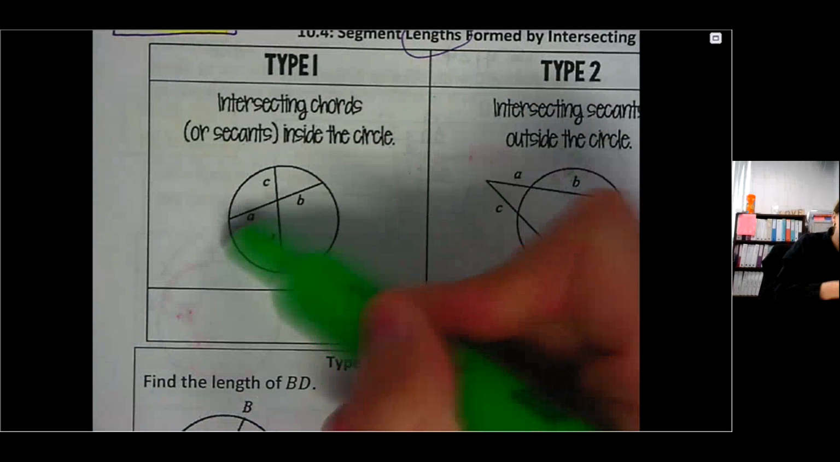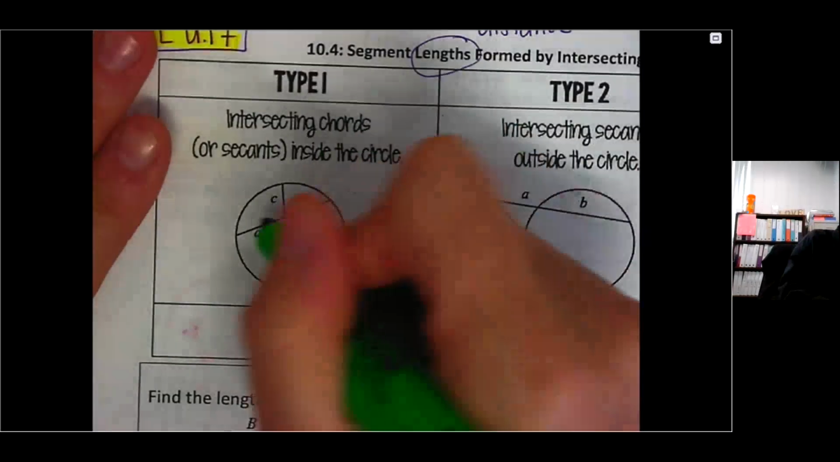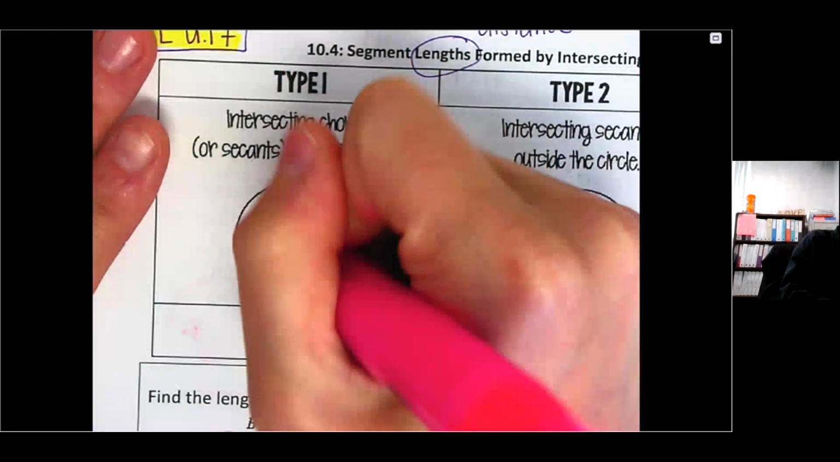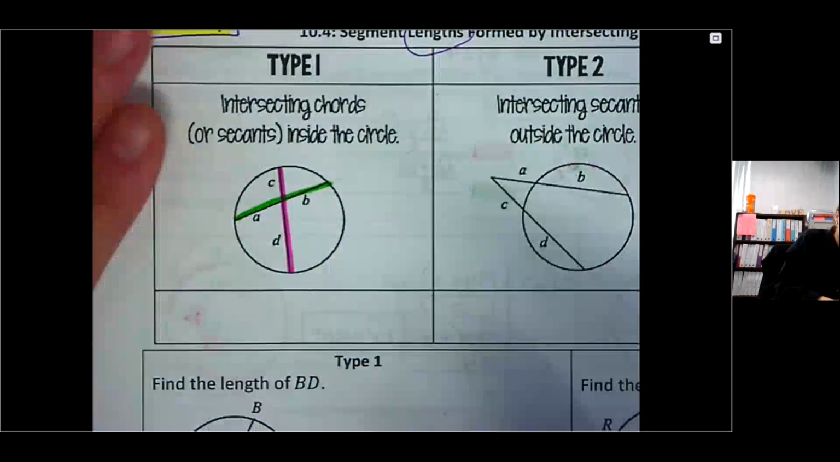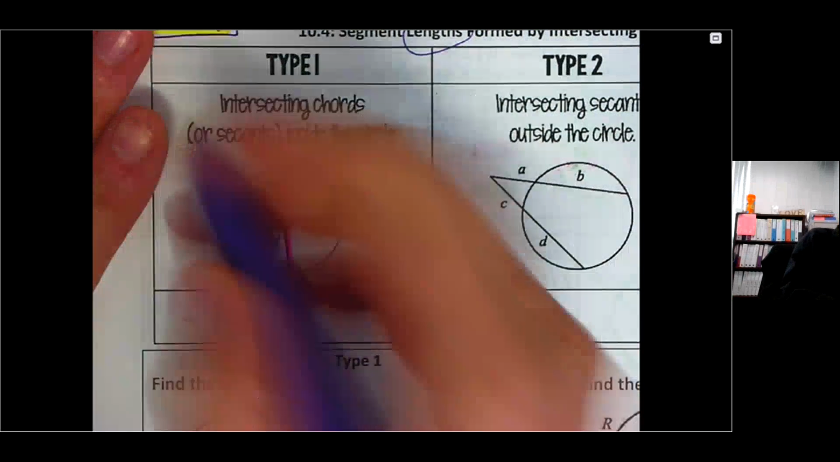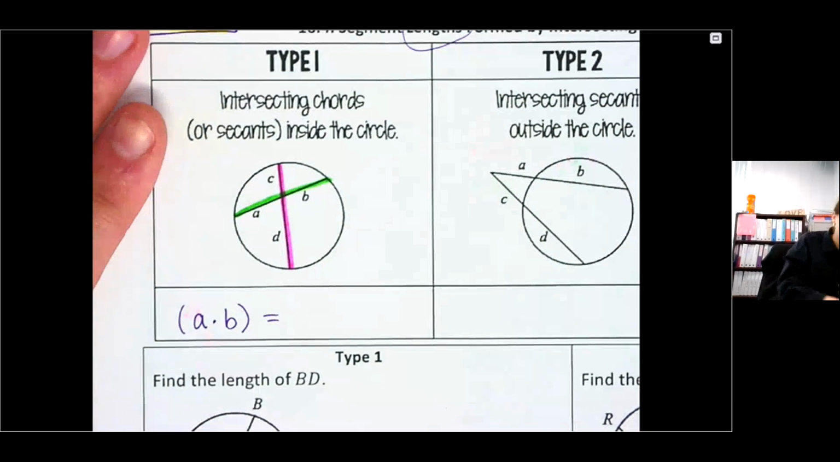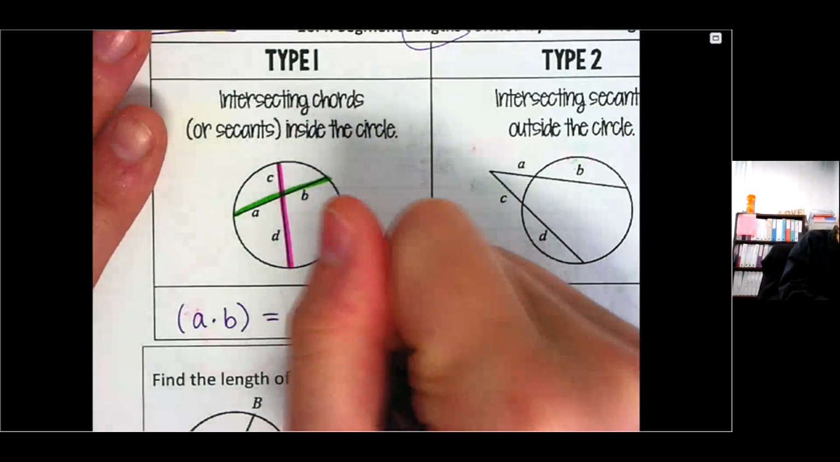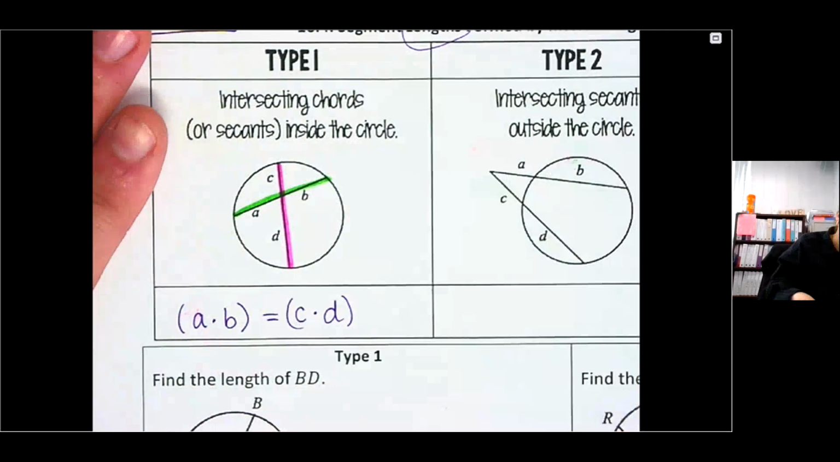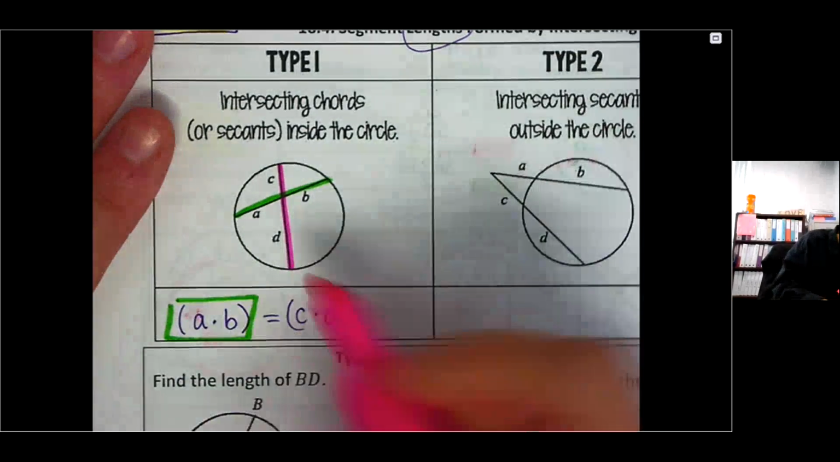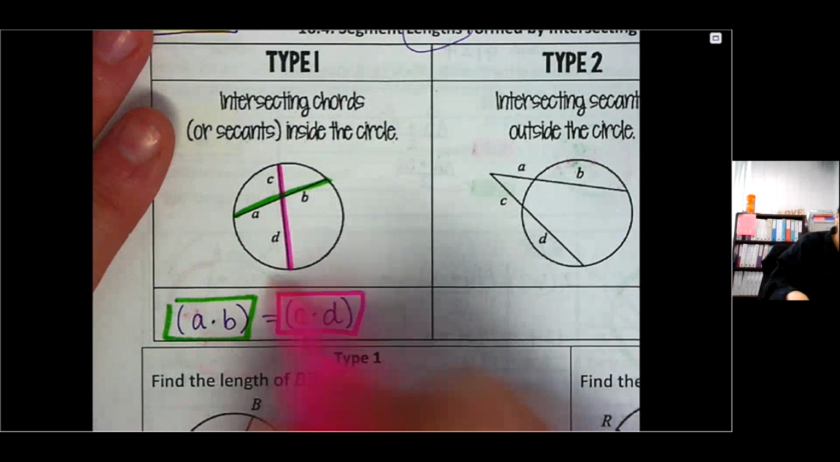So that means lines that cross inside of the circle. So you have two segments here, segment AB and segment CD. All you have to do is take the two pieces of one segment, multiply them together, and set them equal to the other two segments multiplied together. So in our case, it would be AB times CD.